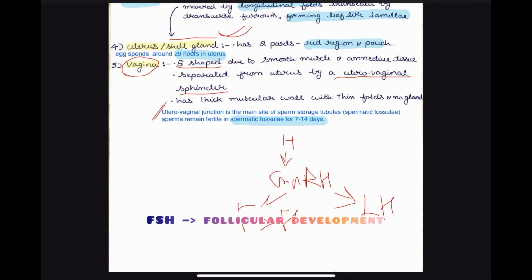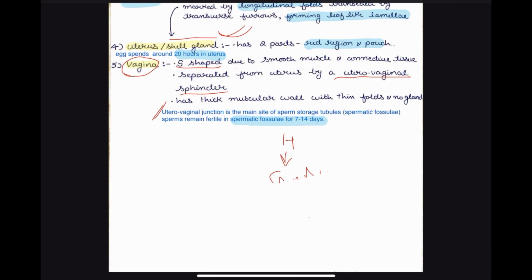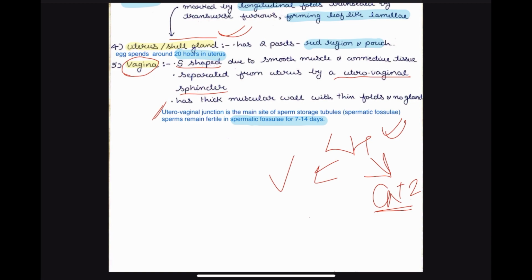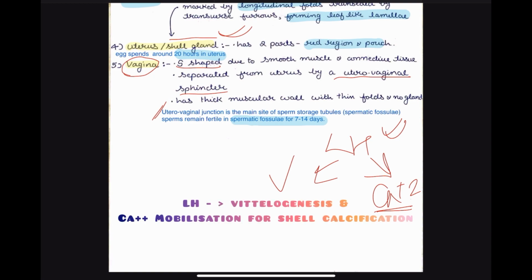Now, what is going on with LH? LH is the luteinizing hormone, and it does two things. One is vitellogenesis: it helps in the formation of the yolk. Second, it helps in calcium mobilization. And why calcium mobilization? For the formation of the eggshell. So LH is responsible for calcium mobilization for the eggshell.